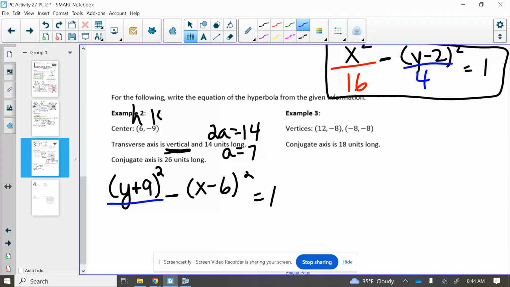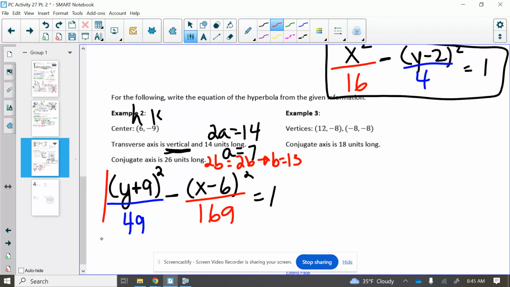So 7 squared, 49, goes underneath that first part. B squared then is going to be dealing with parameter b from this conjugate axis. 2b is 26, so parameter b is just 13. Square that to get our final answer.